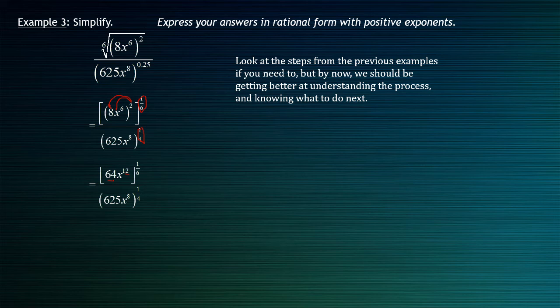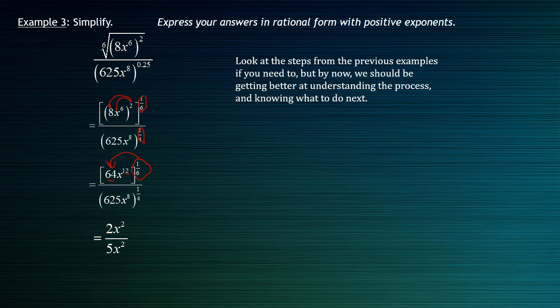The next step I'm going to do is take care of those outer exponents. So the 1/6 now comes in. So I'm going to do the 6th root of 64. So how did I get a 2 out of that, right? How did I know that was 2? Those are good ones for you to memorize.